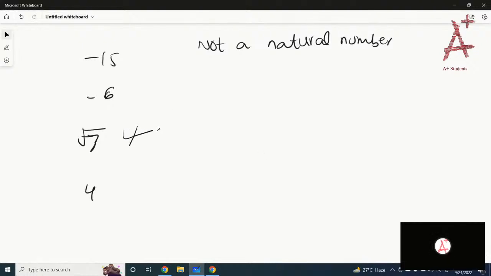Why? The -15 is an integer. -6 is also an integer. 4 is a whole number. But when you calculate the value of the square root on the calculator, it is a decimal number. The natural numbers are the whole numbers. Got it? They don't have a decimal point. So square root 7 is not a natural number. Got it? Select the correct option and move on to the next question, please.